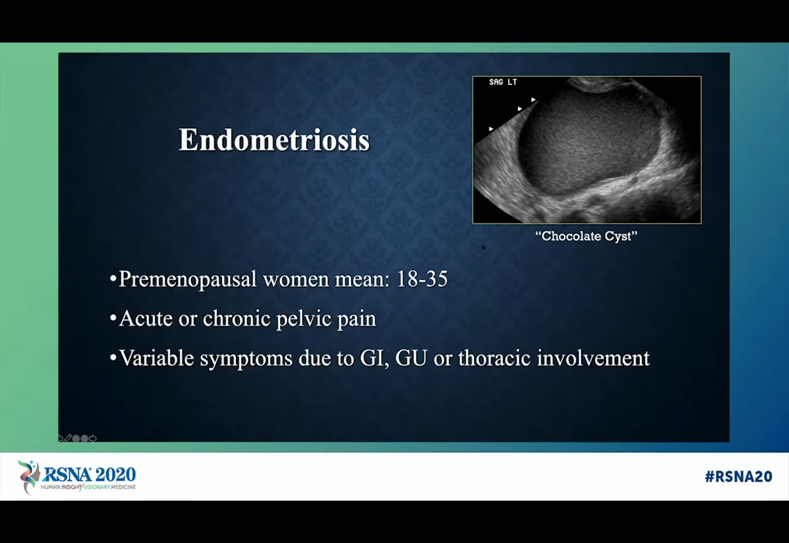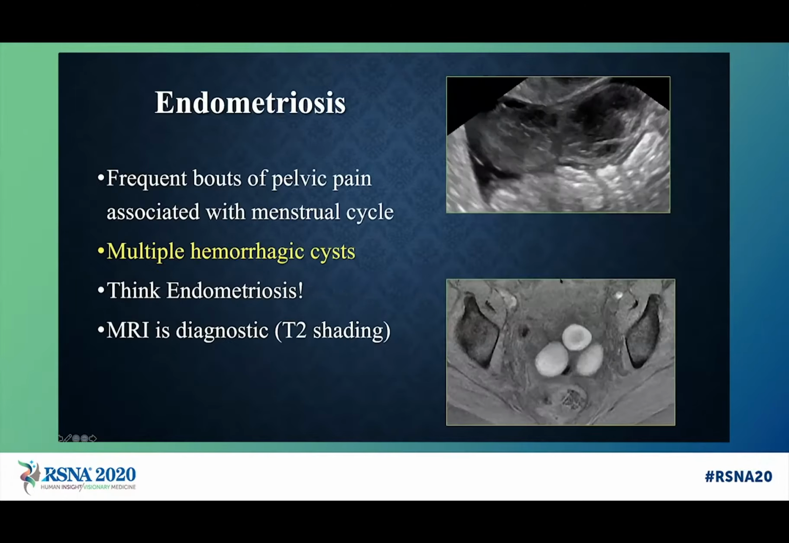The classic endometrioma is a cystic structure filled in with low-level echoes representing hemorrhage, producing the so-called chocolate cyst. Patients typically present with frequent bouts of pelvic pain associated with the menstrual cycle. Their history is so important as it informs you of the underlying diagnosis. So always ask about a history of pain associated with the menses.